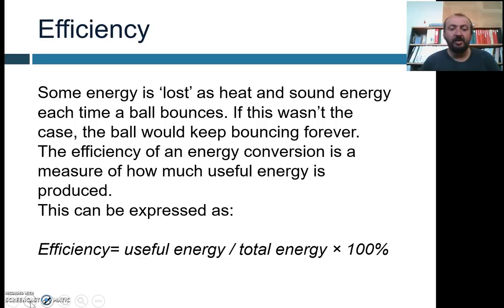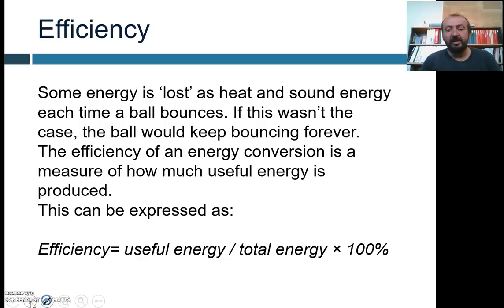And that's because all its gravitational potential energy would be converted to kinetic energy, and the ball would bounce back up with exactly the same amount of total energy all the time. What happens in reality is that sound and heat are given off in the process. And that means that the ball doesn't bounce up quite as high the second time as it did the first time.